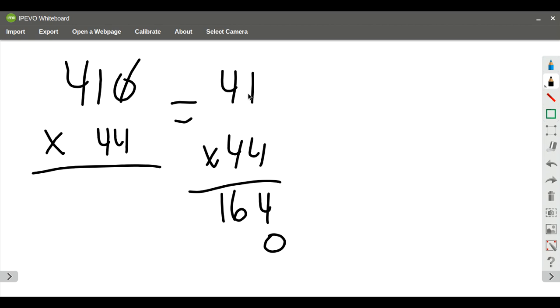Watch. 4 times 1 is 4. 4 times 4 is 16. The only thing that is different is that placeholder, because instead of multiplying by a value of 4 in the ones place, I'm now multiplying by a value of 40 in the tens place.